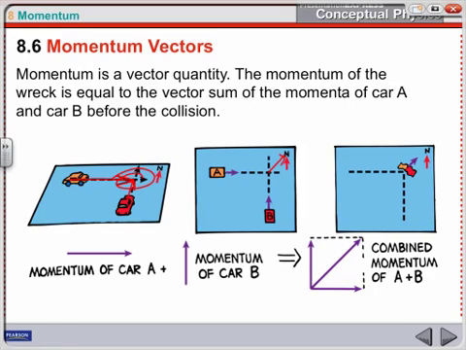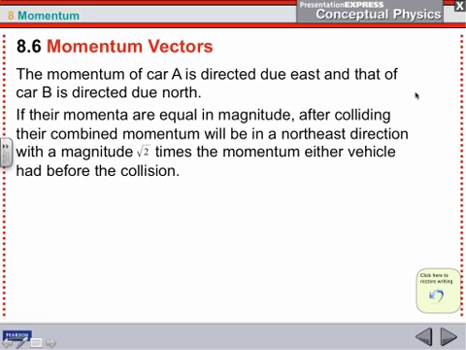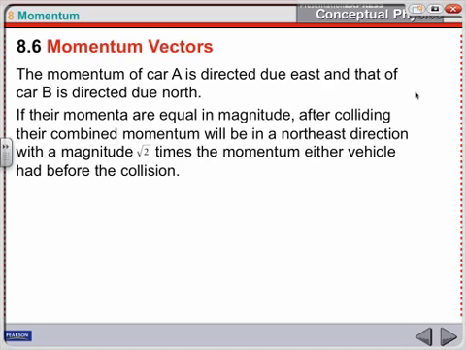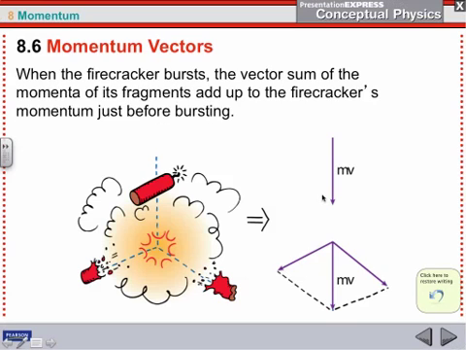Well, this is still vector addition. Whatever this momentum was here, whatever that momentum was here, draw our parallelogram. My overall momentum is the combination, the vector addition of those two things. Okay. In this case, if they were exactly the same, the overall momentum would be 1.4 times greater than what either one of them had before.